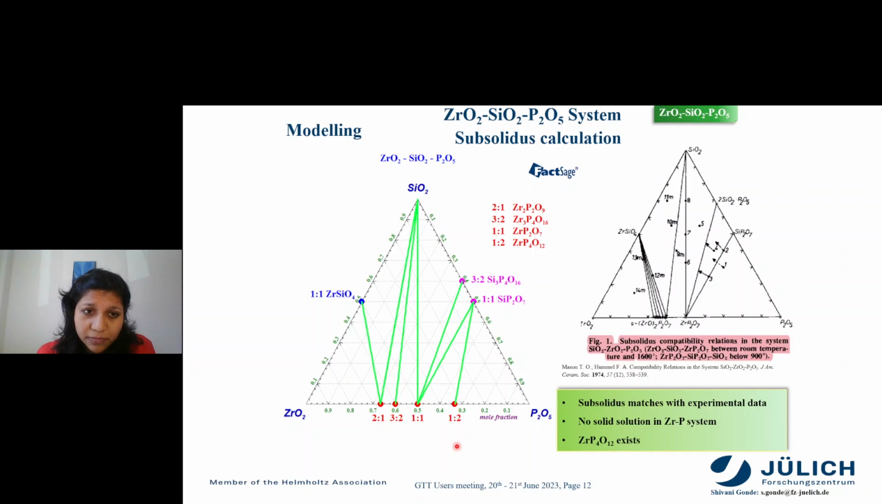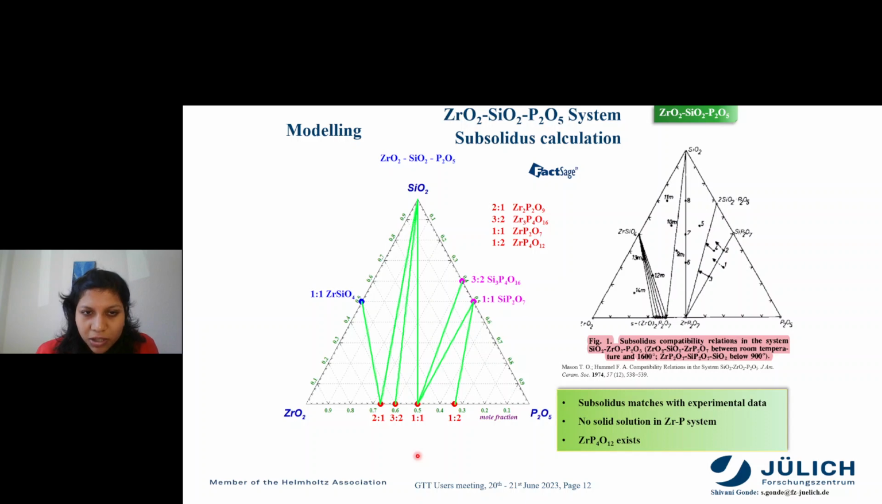Moreover, we have a 1:2 compound which has been found after this study incorporated in our database, and because of the consideration of different references for the 2:1 and 3:2 compounds, theirs being with the solid solution and ours without, we have this as a difference.